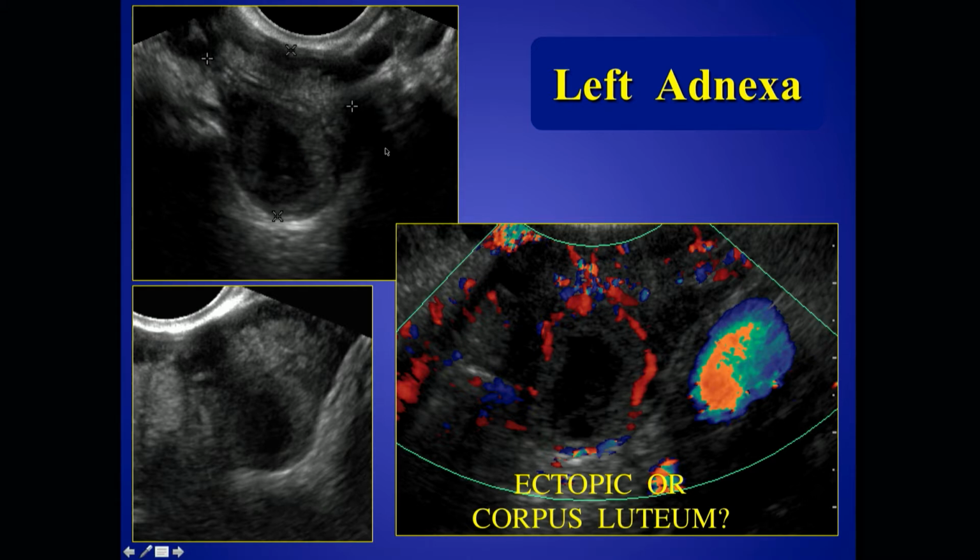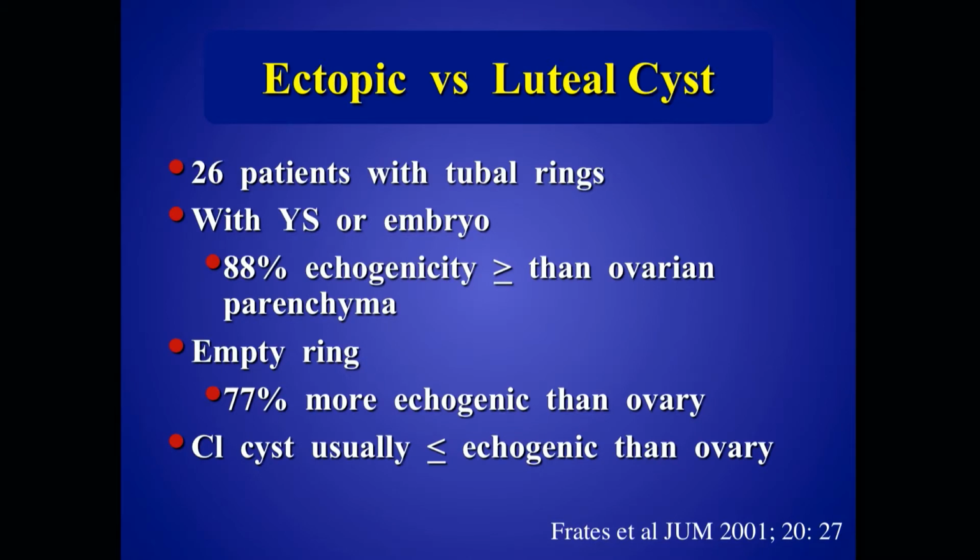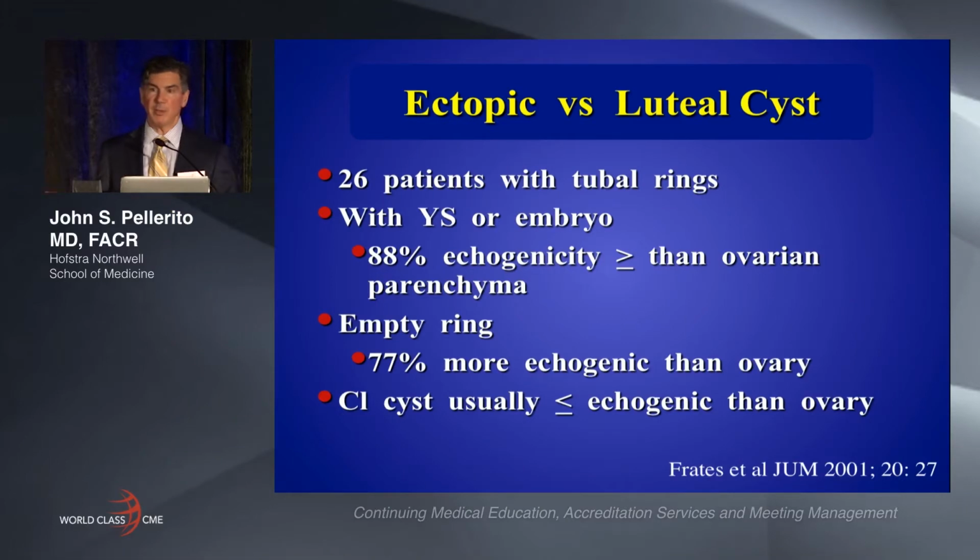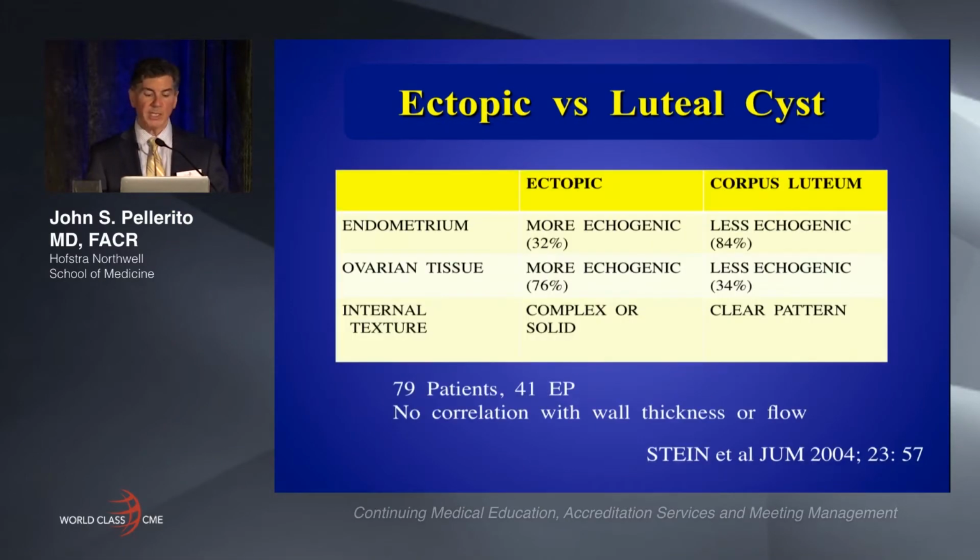One of the things that we learned through time is that the echogenicity of the ectopic pregnancy is typically greater than the ovarian parenchyma. Here's a study that came out years ago by Mary Freitas from the Brigham. Here's another study that came out from Marjorie Stein in New York. In both of these studies, they found that in the majority of cases of ectopic pregnancy, the ectopic tends to be more echogenic than the surrounding ovarian tissue. And I find that to be very helpful.